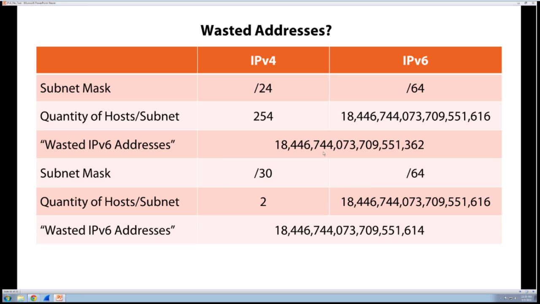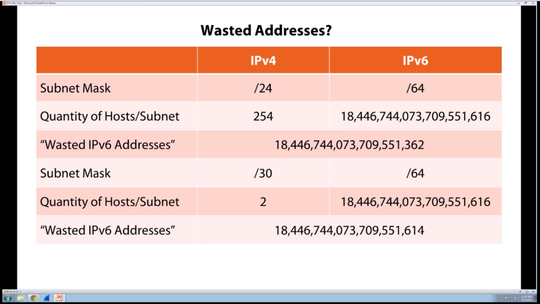Well, let's take a look at the /30. We're going to use 2 host addresses in IPv4. With a /64, we get the same number of host addresses available. If I do the math again, I'm still wasting 18.446 quintillion addresses.